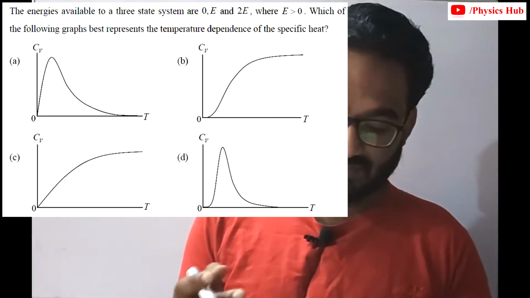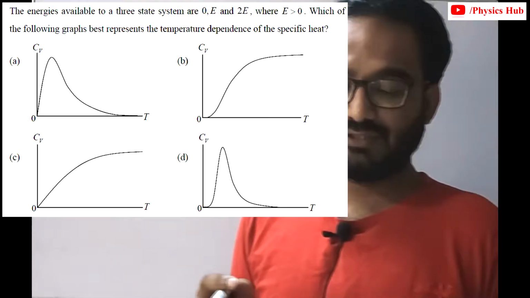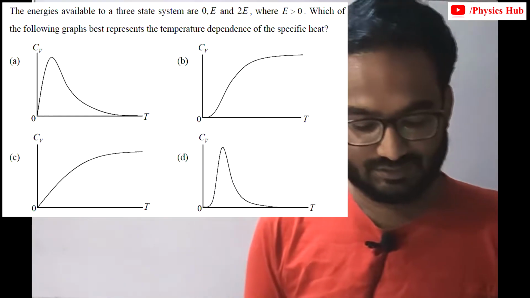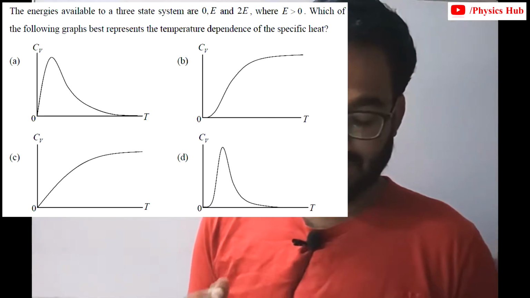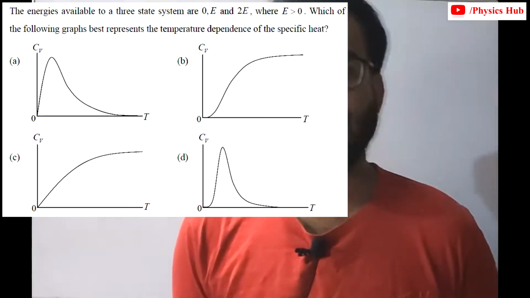Okay, so we have started with statistical mechanics. In the first part we have solved one problem, and in this video also we will solve another problem. The problem is from specific heat, and ensemble obviously. The question reads like this: the energies available to a three-state system are 0, E and 2E, where E is greater than 0. Which of the following graphs best represents the temperature dependence of the specific heat?